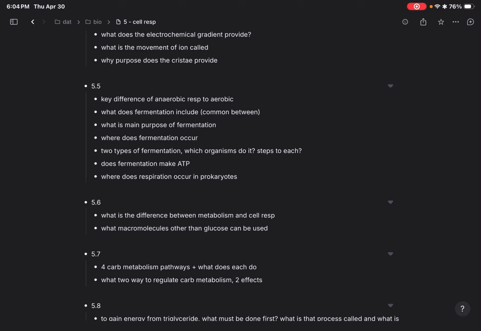What does fermentation include? There's two glycolysis. What is the main purpose? I already said that. Where does fermentation occur? That's what I was trying to find, but I want to say it happens in the cytoplasm. Oh, for what accepts the electron, it's SO4 2 minus, NO3 minus, or sulfur, not nitrogen. Damn, that was tough. Where does fermentation occur, bro?